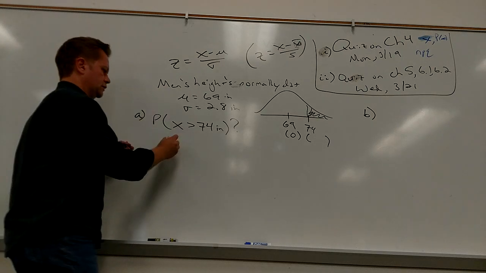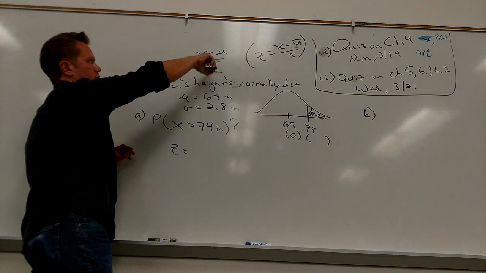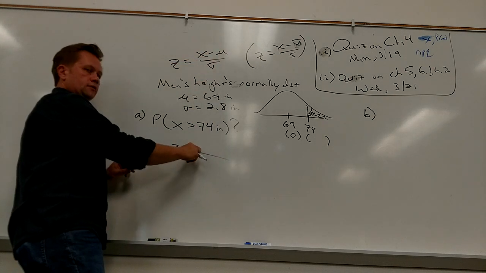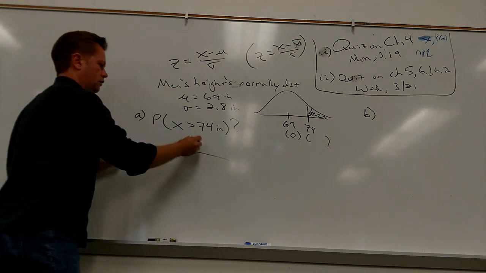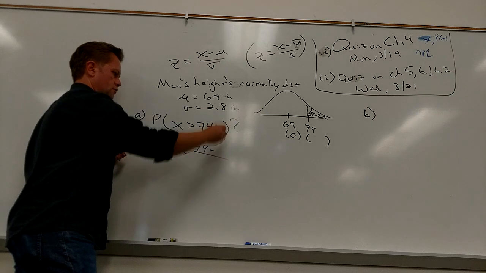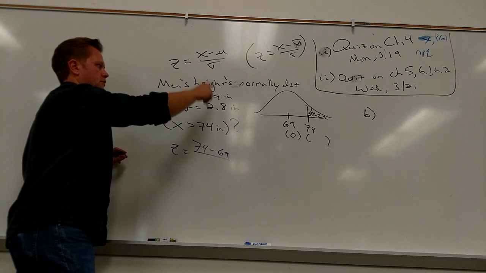So how do I set up the z-score? Z equals x minus the mean divided by standard deviation. So what's x? What am I trying to convert into a z-score? 74. Minus the mean, 69, divided by 2.8.